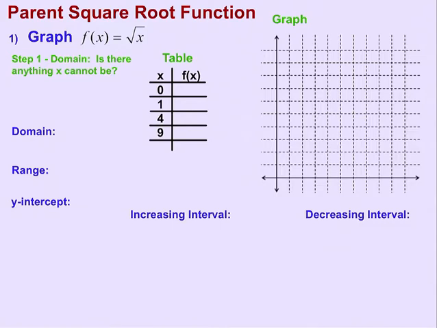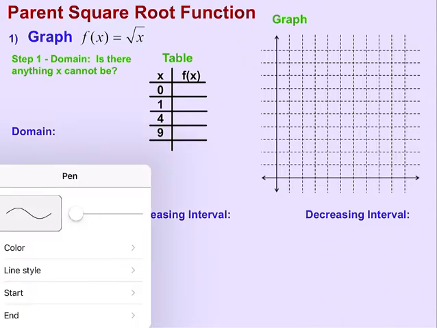So number one, you always have to think domain. Is there anything that you can't plug in for x? Well, if it's a square root, we can only take the square root of a positive number and 0. So the first thing we're going to have to say is the numbers that we plug in for x are going to have to be greater than or equal to 0.